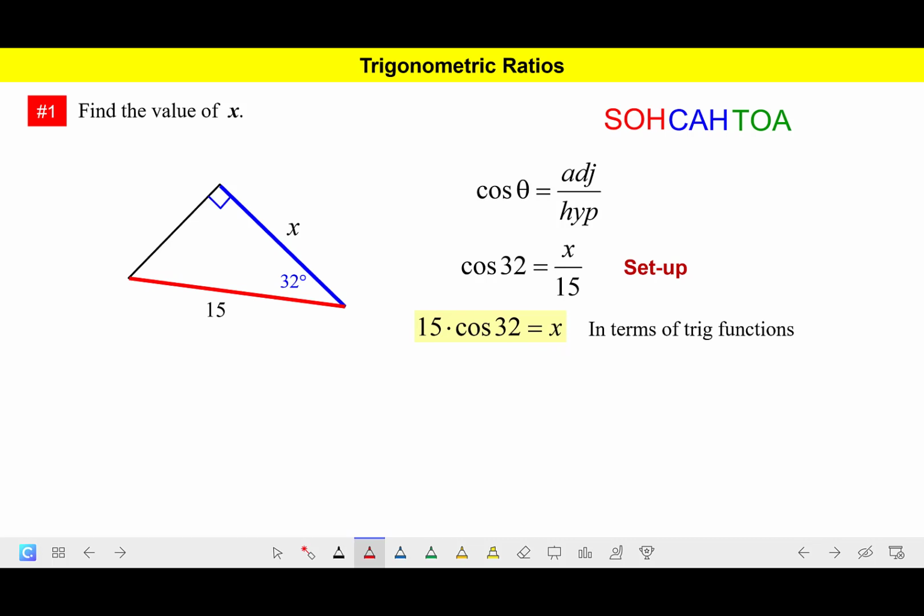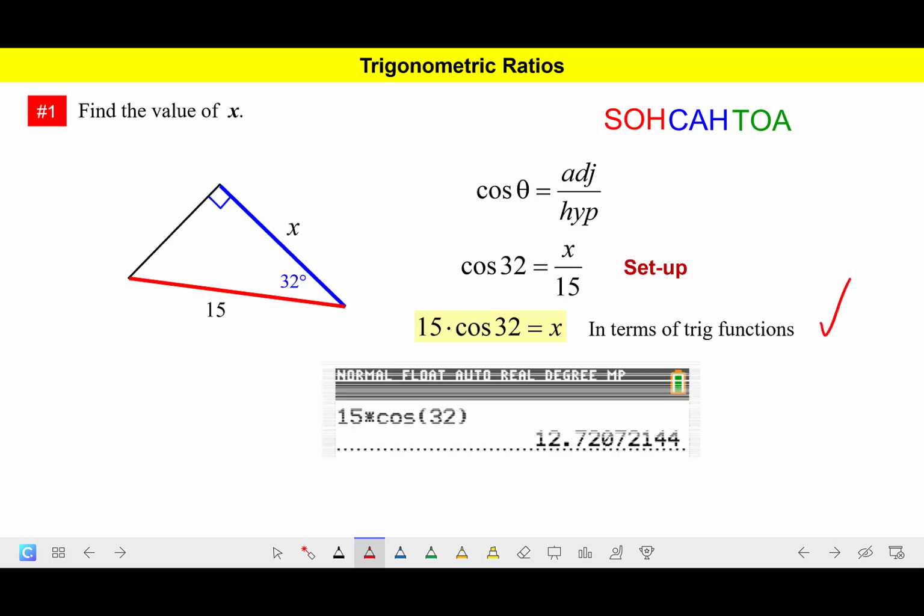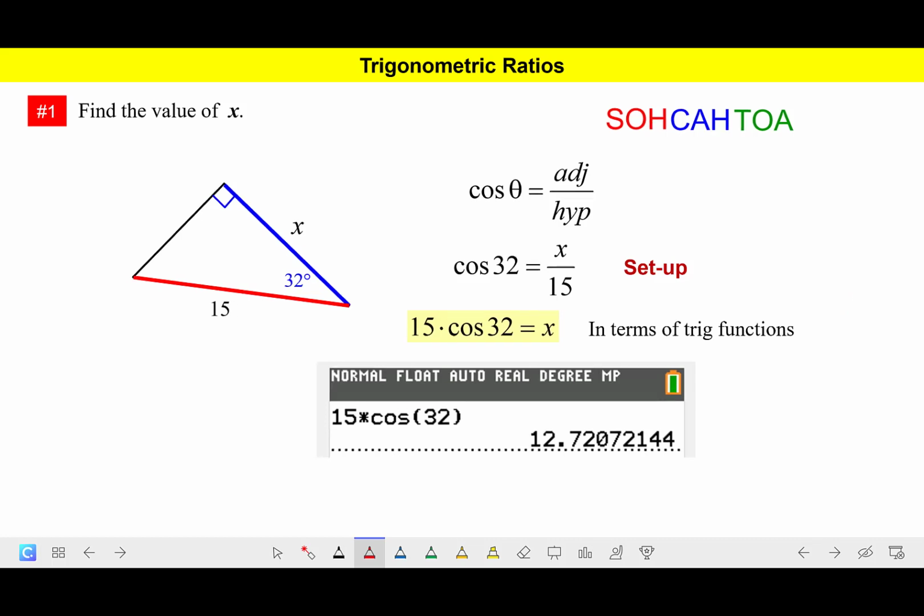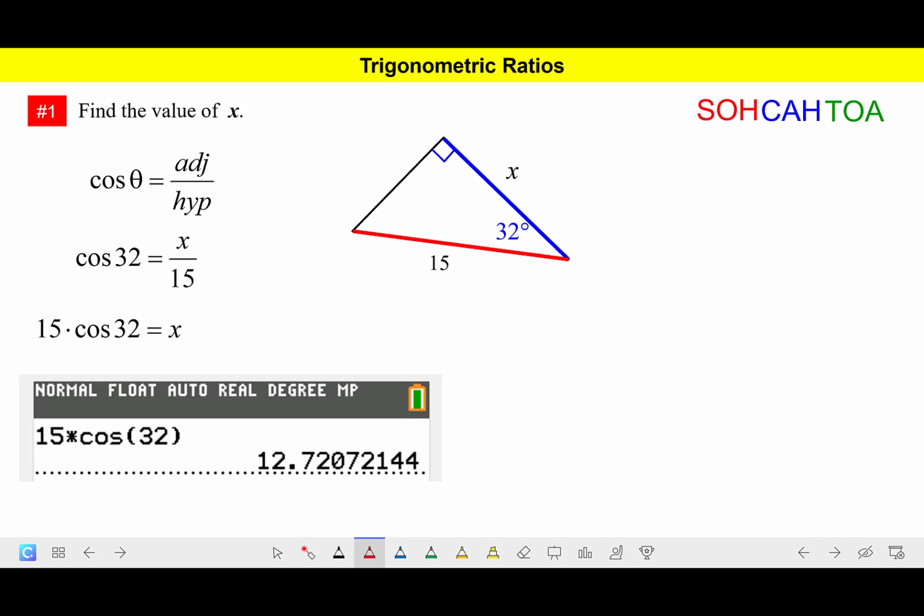And often in a test where you're not allowed a calculator, this would be it and you'd be all done. Okay. If you did plug that into your calculator, we'd find it's 12.7. Now, something curious here that you may have already noticed.